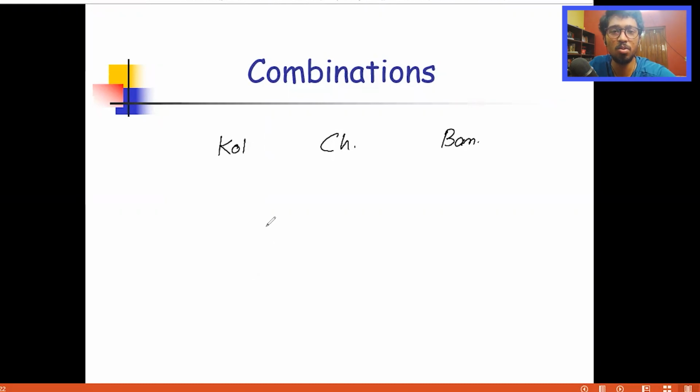Now, if I ask you one question, in how many ways, suppose they are playing with each other. Okay, so if I ask you what will be the minimum number of matches we have to conduct so that everybody will play with each other. So you have three teams. We have to find the minimum number of matches we have to conduct so that everybody will be playing with each other. Okay, that is a question.